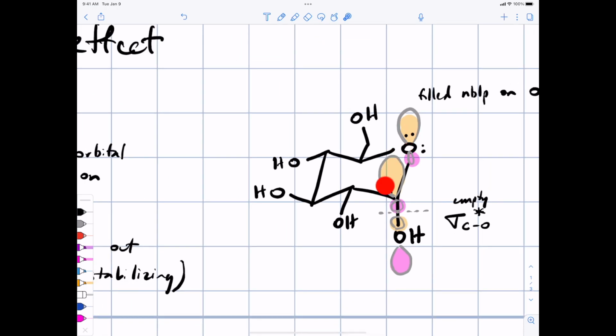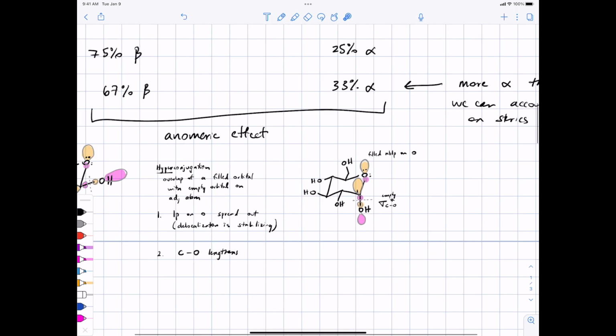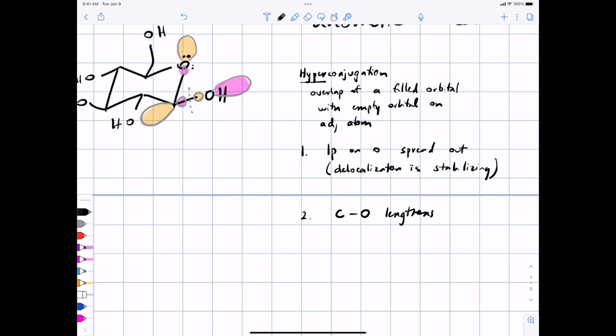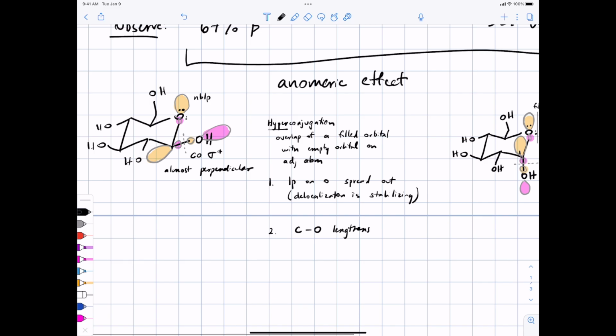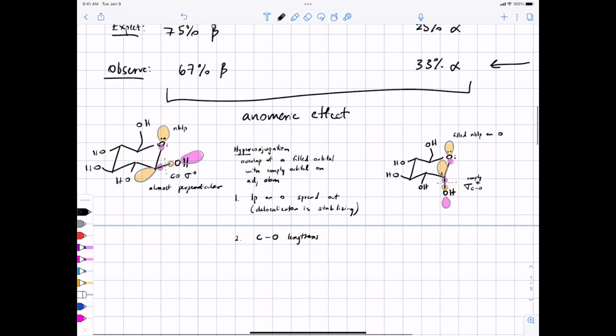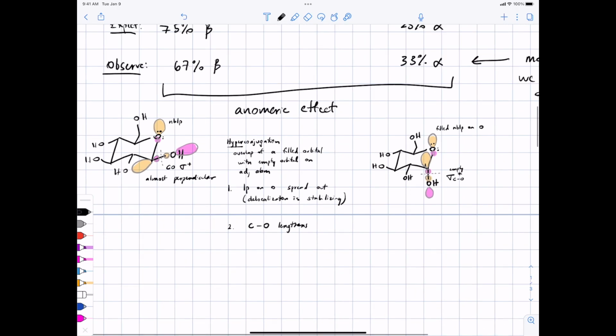For hyperconjugation to work, you need the lone pair to line up with the large lobe on the sigma star in parallel, side to side. And over here, the orientation between the non-bonding lone pair and the carbon-oxygen sigma star is almost perpendicular. Orbitals that are perpendicular to each other don't interact. It's got to involve the cross product or the dot product or something like that. But in any case, orbitals that are perpendicular don't interact well, and so there's much less hyperconjugation for the beta anomer than there is for the alpha anomer.